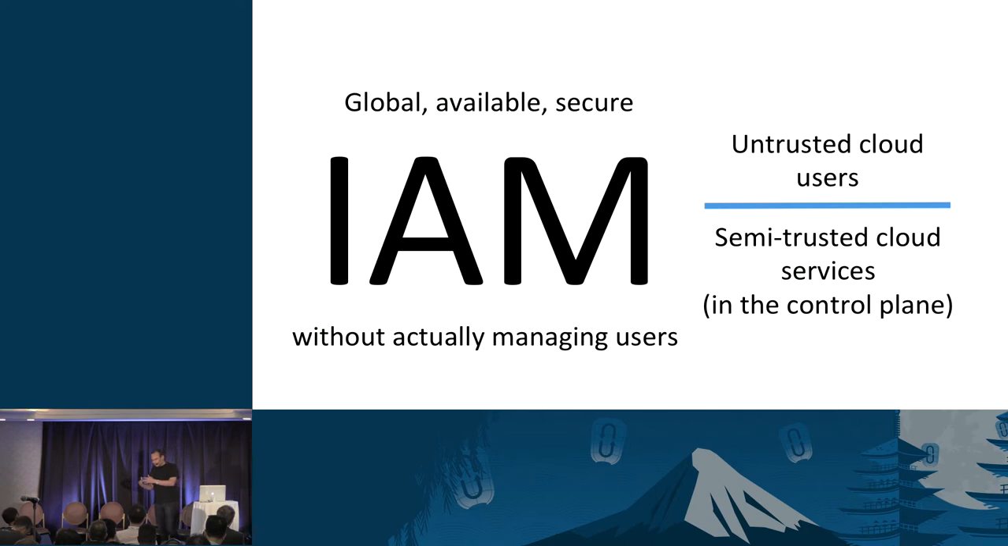Same thing for two-factor authentication. We don't manage two-factor authentication, but there are systems that manage two-factor authentication. So without actually managing users, we want to have the IAM built in at eBay. And we have untrusted cloud users, and we have semi-trusted cloud services in the control plane. So we want to address all the use cases. That's how we started. That's how Keystone became so important in our stack. In fact, if Keystone is down, cloud halts. Every part of cloud halts. I mean, VMs keep working, but how good is it if you can't change anything?